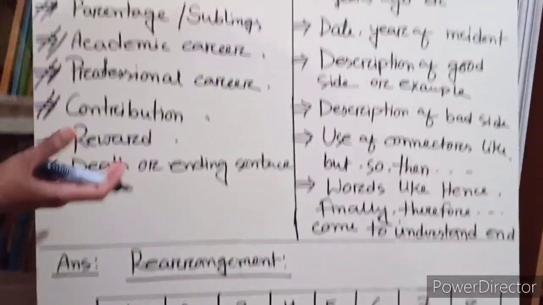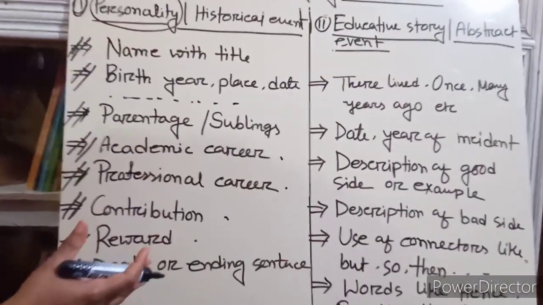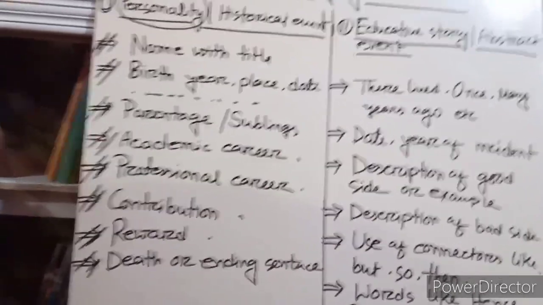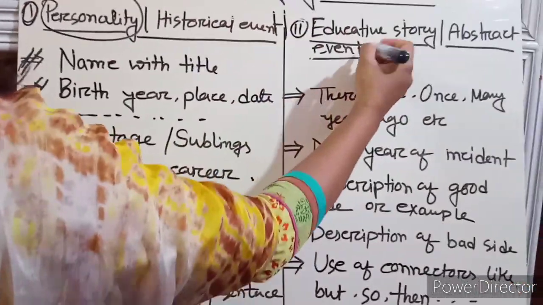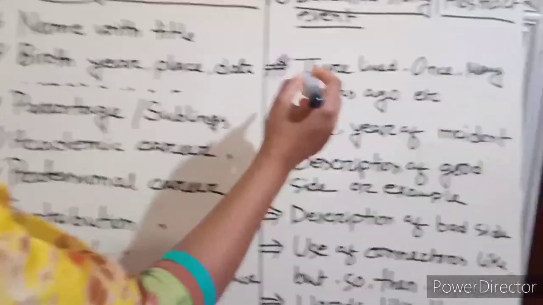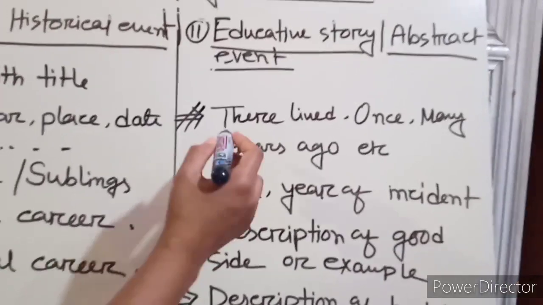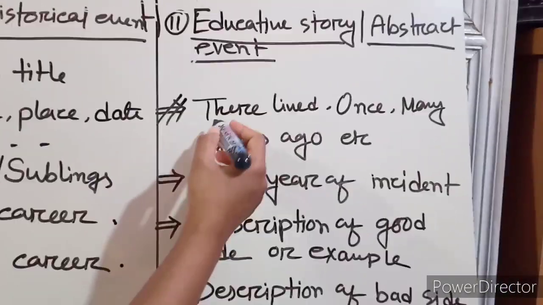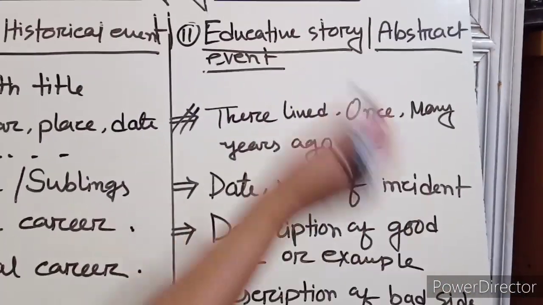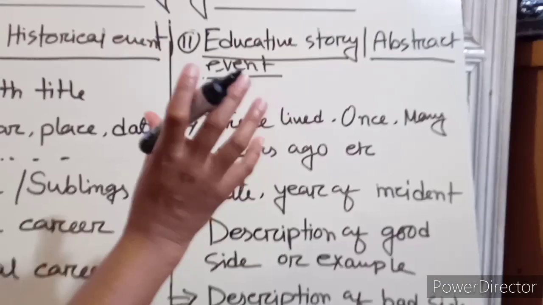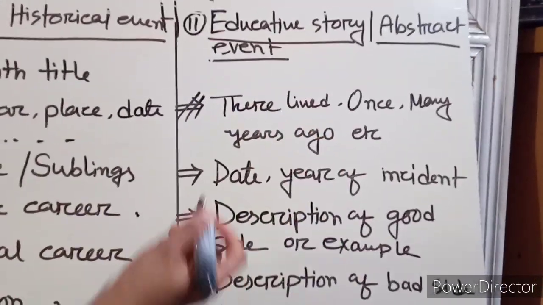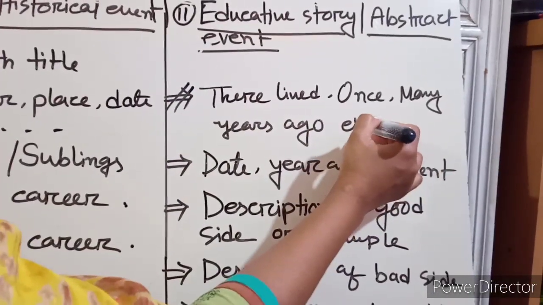In this way you will be able to identify the sentences, and after that you will have to write a box and the whole paragraph. On the contrary, if your passage is about an educative story, it's a very common thing that you will find words like they lived once, many years ago, long ago. It's a very common thing to understand the first sentence. So it will help you to find out the first sentence.